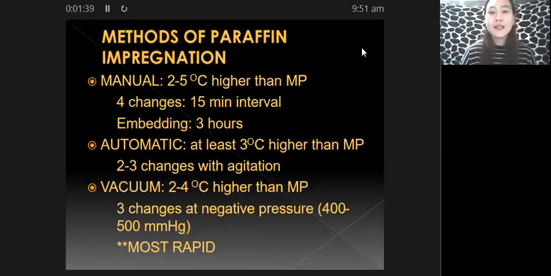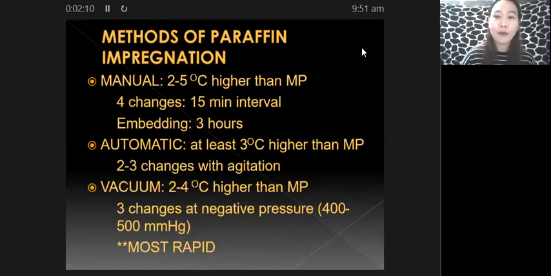All right. So, after discussing the characteristics, the advantages, and disadvantages of paraffin wax, let us now proceed to the different methods of paraffin impregnation. For the different methods of paraffin impregnation, this was actually part of your QFR in the laboratory.